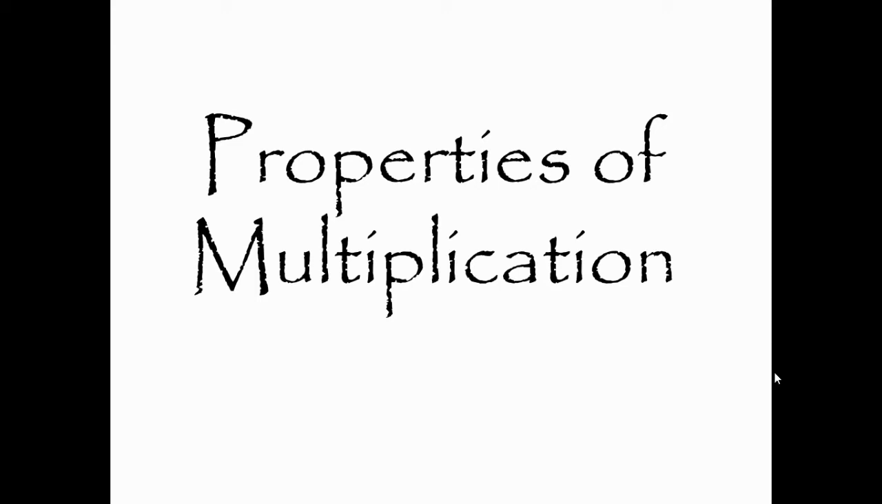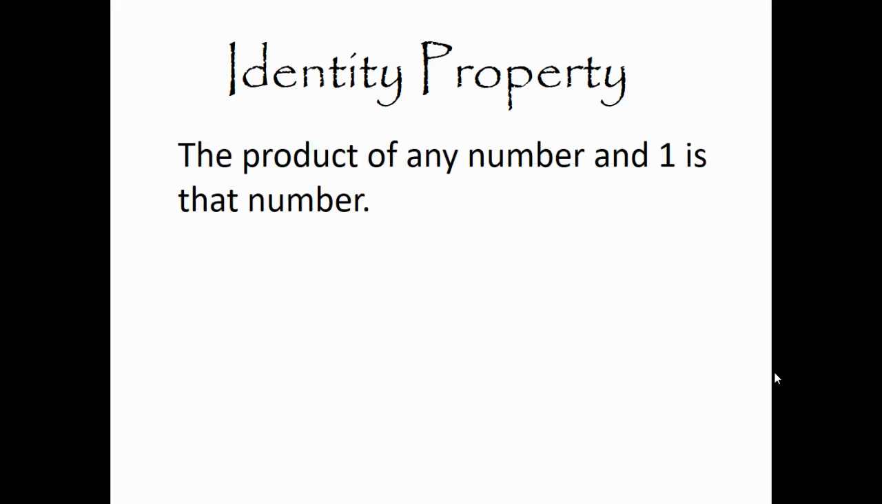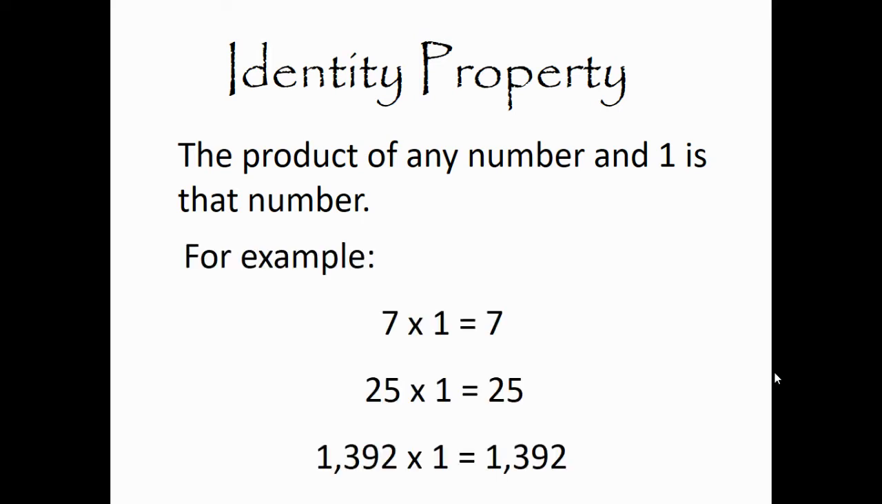Today we're talking about some properties of multiplication that make it easier for us to solve math problems. The first one I want to tell you about is called the identity property. The identity property says that the product of any number and 1 is that number. For example, 7 times 1 equals 7.